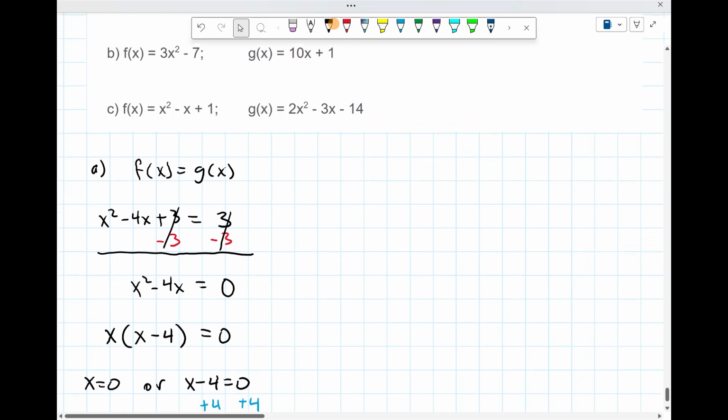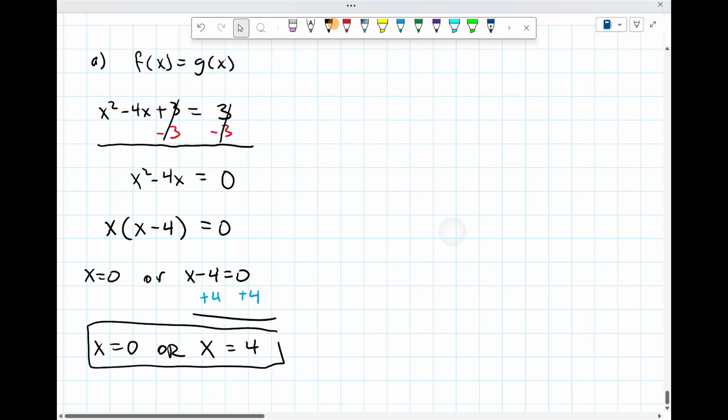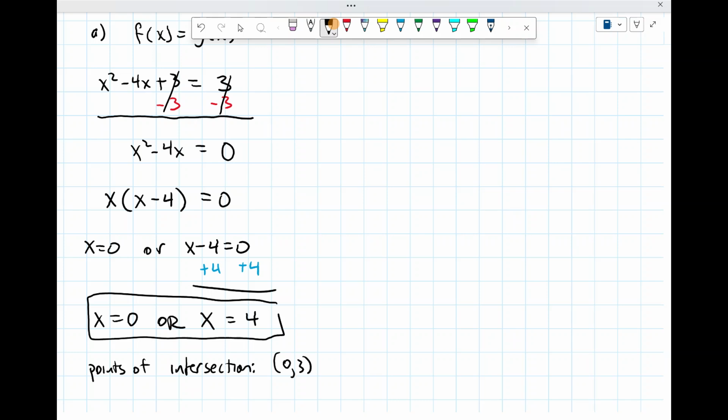Now, we need to find the points of intersection. But this is actually pretty easy, because we know that no matter what the x value is for g of x, the y value will always be equal to 3, right? Because g of x is just every point where the y value is 3. So our points of intersection are going to be (0, 3) and (4, 3).